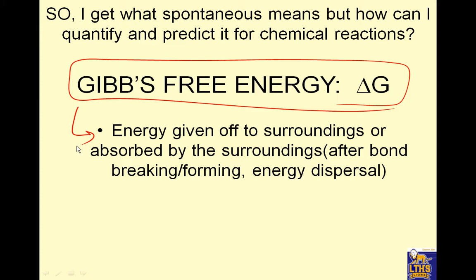So remember, bonds break, bonds get formed, things rearrange, and if there's extra energy left over, that's called Gibbs free energy given off. If there's extra energy that has to be added in after all that bond breaking and making to make it happen, that's Gibbs free energy being absorbed. So Gibbs free energy is the energy available to do work. If it's given off, then it can do work on something else. If it's added in, you have to add in extra work to make a reaction happen.